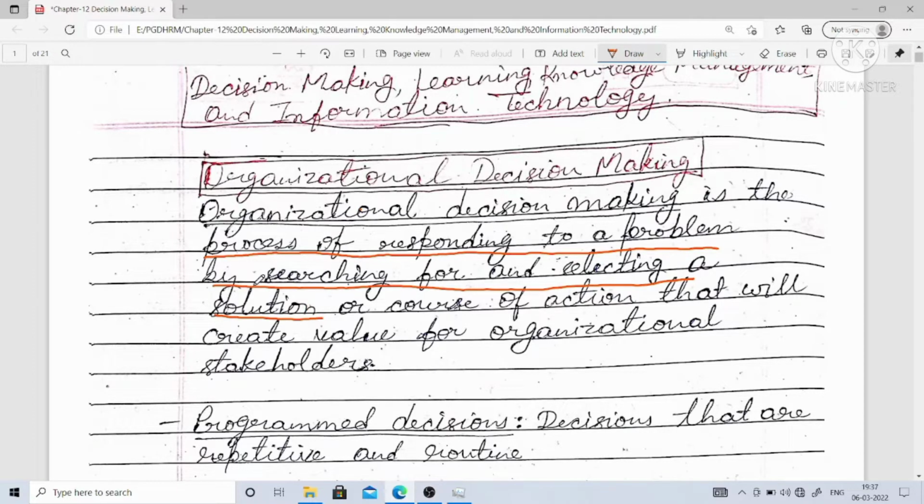For example, the process of responding to a problem by searching for and selecting a solution means the organization searches for and selects a solution for a given problem. So organizational decision making is like that, the process of responding to a problem by searching for and selecting a solution.